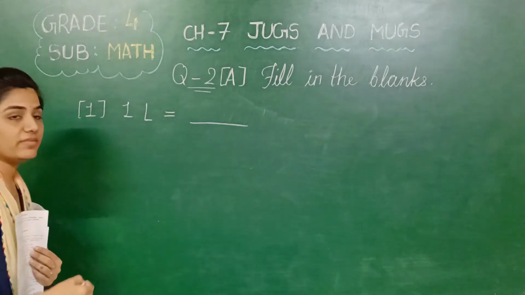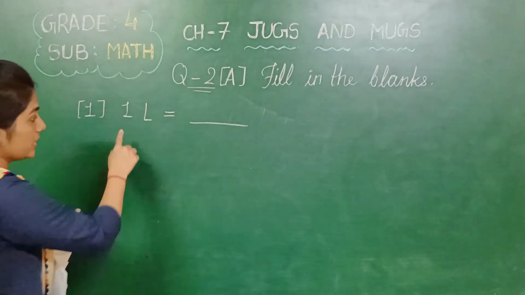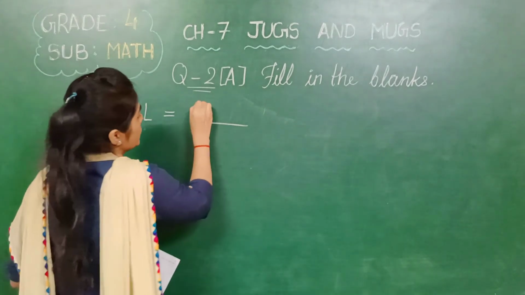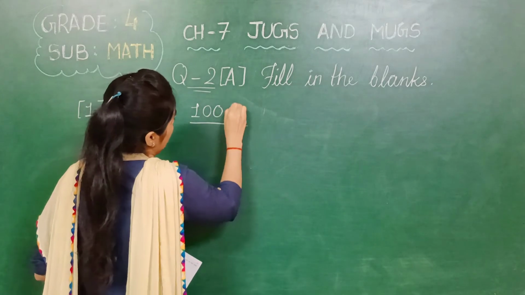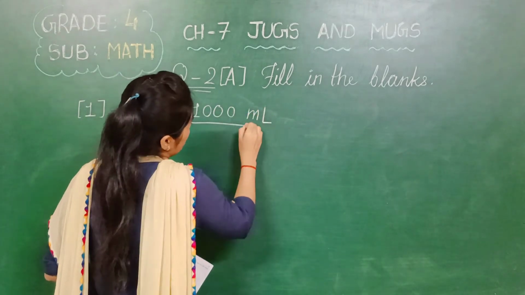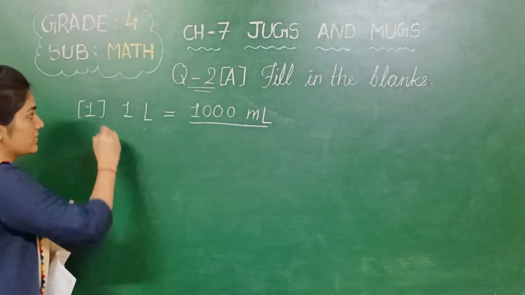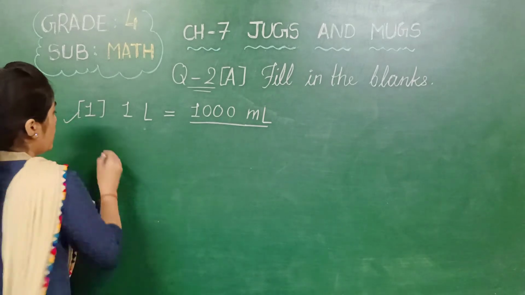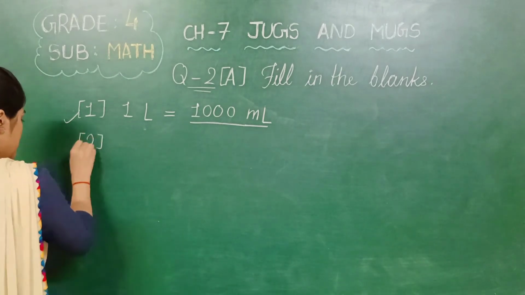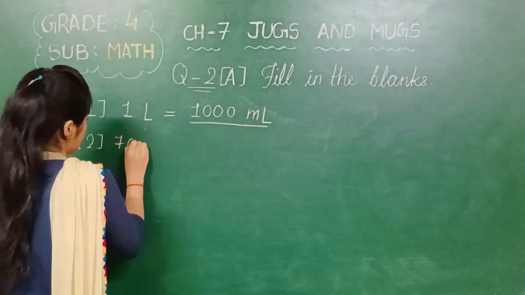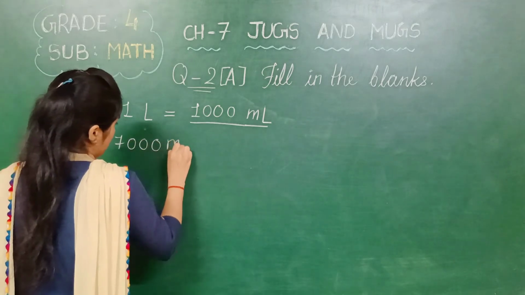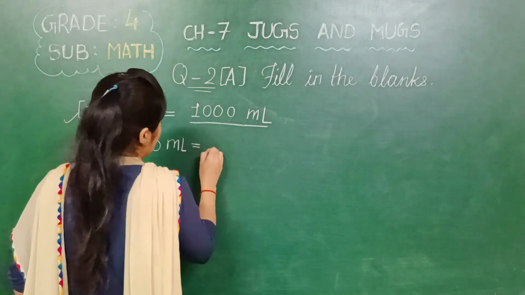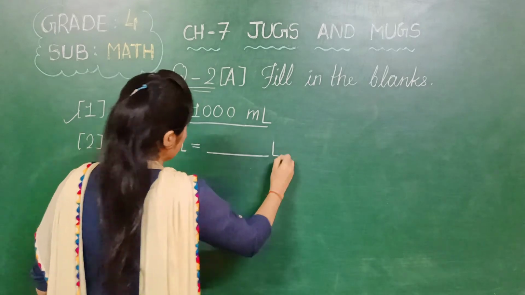So this we already know. Just now I told you that 1 liter is equal to 1000 mL. So this you can write on the basis of the formula, right? So this is our formula only. Question number 2 is given: 7000 milliliter. And we have to find the answer in liter.